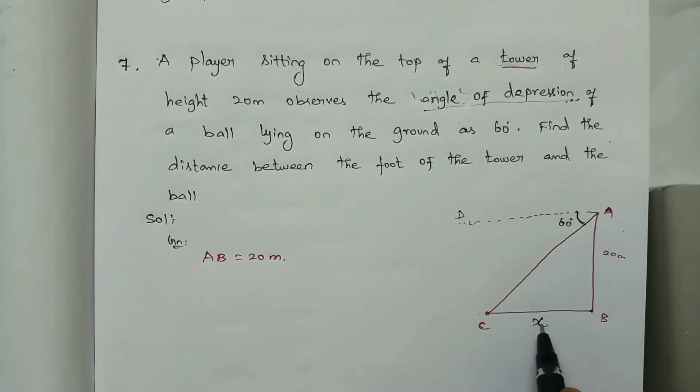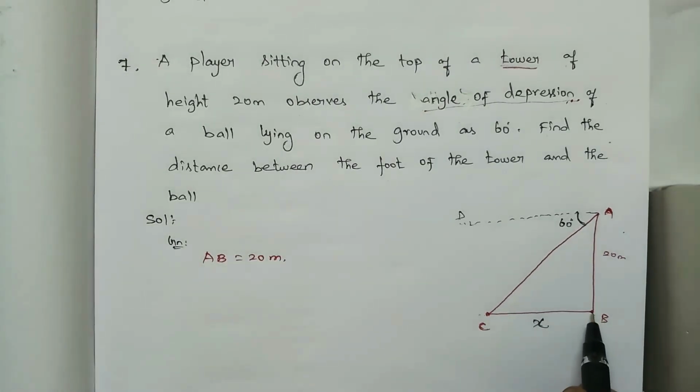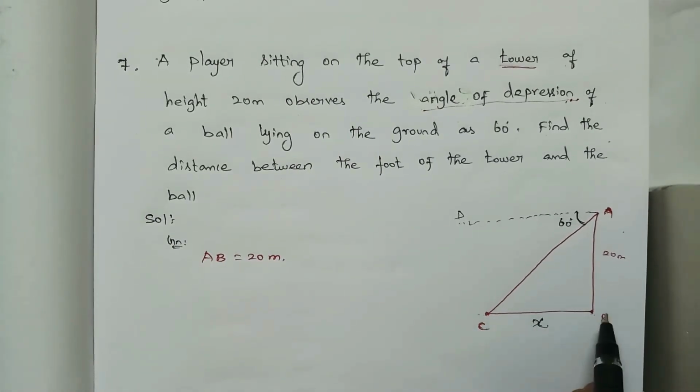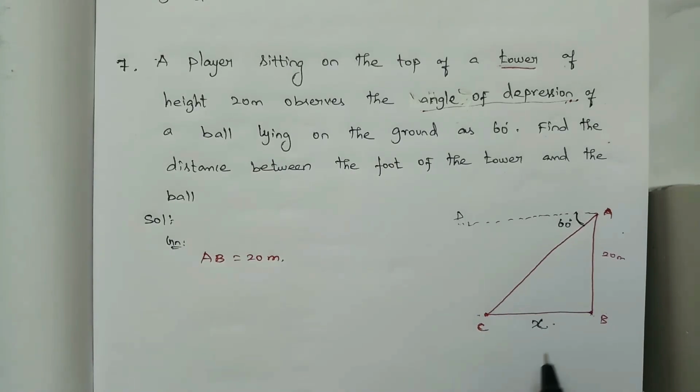I'm just assuming let BC be equal to X, the distance between the foot of the tower and the ball. The foot of the tower and the ball is nothing but X meter. Now we want to find the value of X.